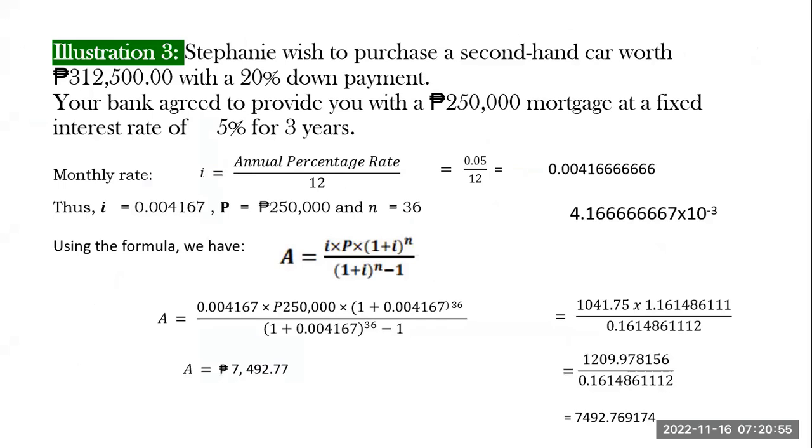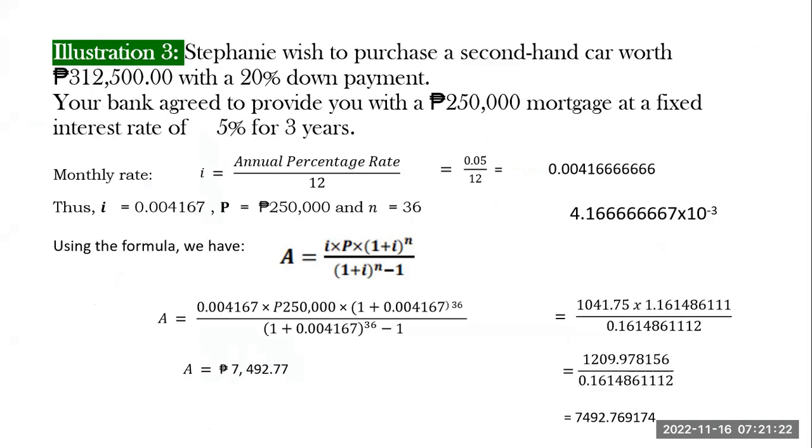Okay, let's have illustration number 3. Now, Stephanie wished to purchase a second-hand car worth 312,500 pesos with a 20% down payment. Your bank agreed to provide you with a 250,000 mortgage at a fixed interest rate of 5% for 3 years. Remember that the mortgage loan of Stephanie is 250,000.